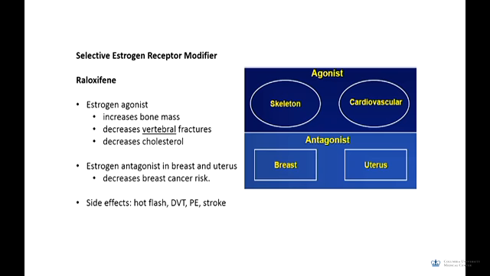You can also have your selective estrogen receptor modifier. This similarly works like estrogen does, increases bone mass, and decreases vertebral fractures, so not so good about the other fractures, but we said vertebral fractures are the most common one, so that's what we care about. But there's hot flashes and still risk of DVT, PE, and stroke. So also not our first line, but pretty good.